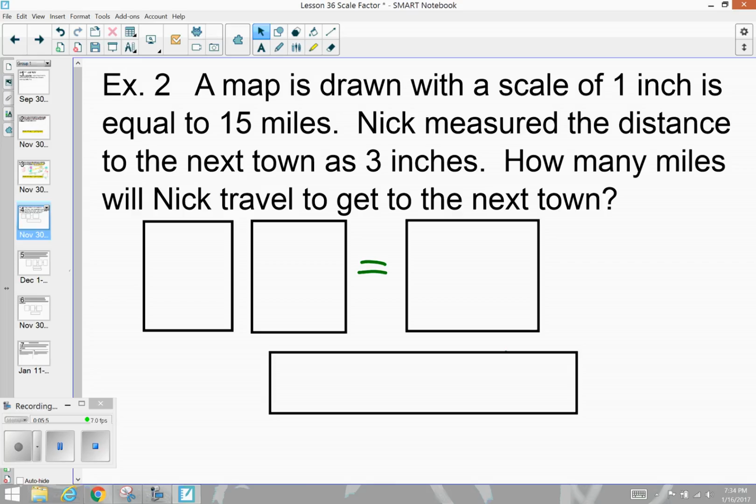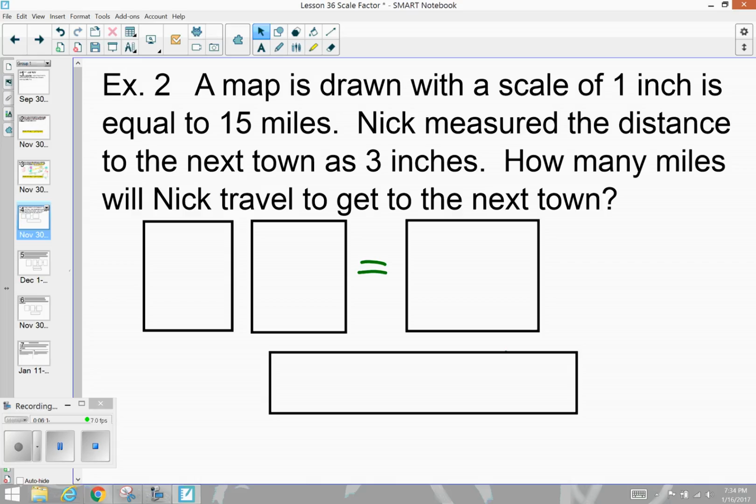Well, let's look at example number 2 now. This is talking about a map. This is probably, other than building models of something, a map is one that most people use in their life. We might not all be architects and build buildings. We might not all make model airplanes or model cars or anything like that. But sometime in our life, we're going to be looking at maps.